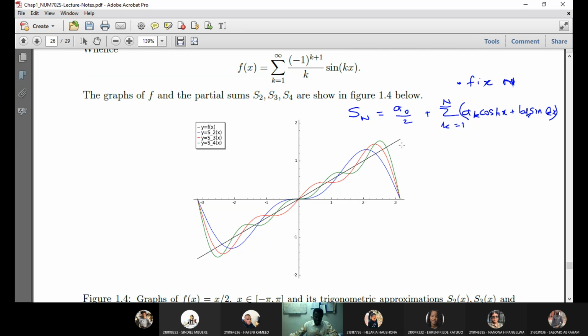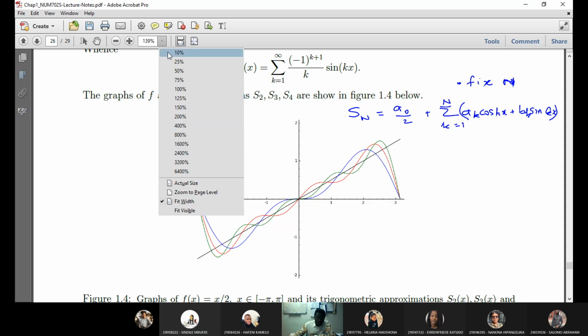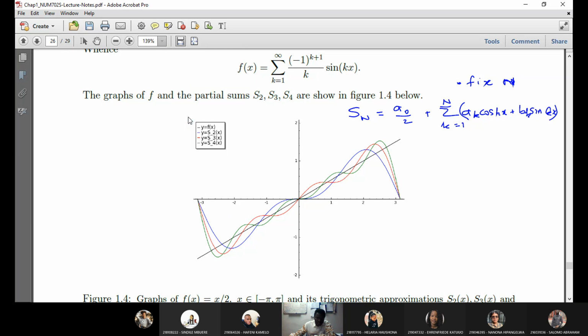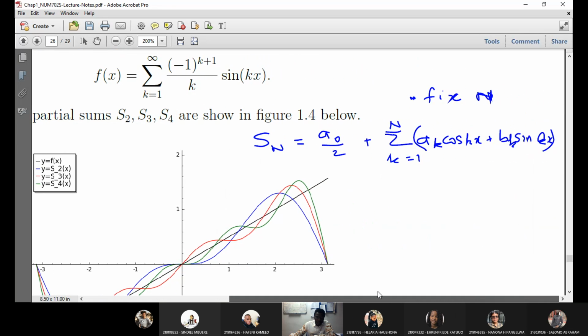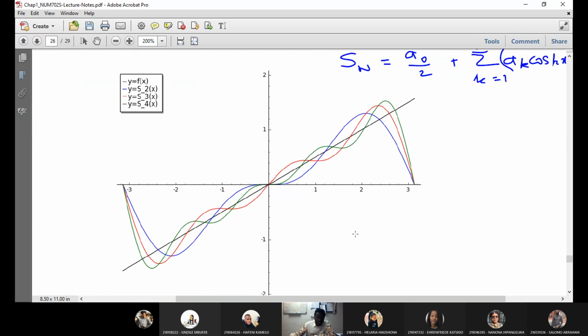plot it, right? So now if you look at the graph, you see that we have three partial sums that are plotted. You have S2, S3, S4. And they are given here in the legend. Okay, let me put 200%. Now, you can see that the graph in blue is S2.